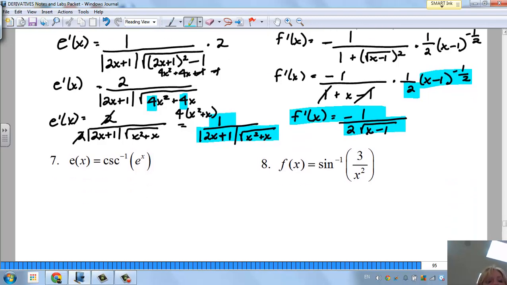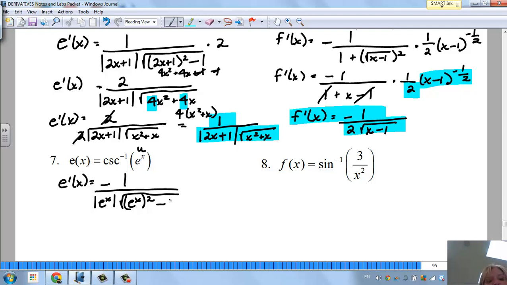Okay, there's 2 more here. I have e to the x, and I have inverse cosecant of e to the x. So I have e prime of x. Let's look at what we have here. I'm just going to plug it in the formula. 1 over the absolute value of u, which is e to the x, times the square root of e to the x, or u squared, minus 1, times the derivative of the inside, which would just be e to the x.